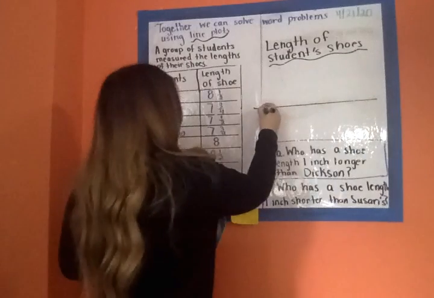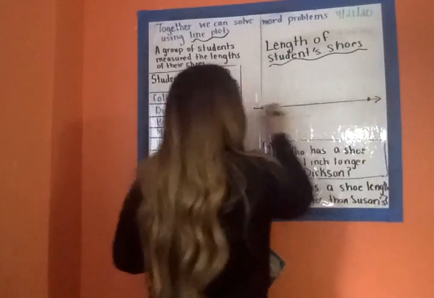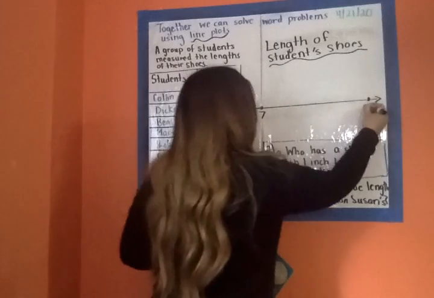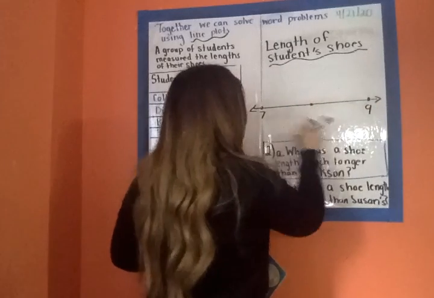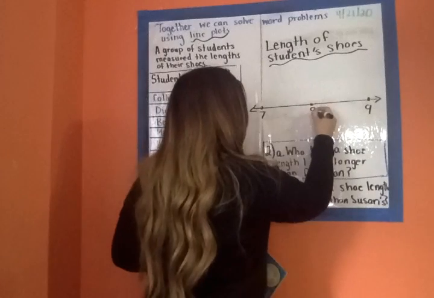Okay, and I'm going to plot 7 to 9. However, also remember that my midpoint between 7 and 9 is 8.